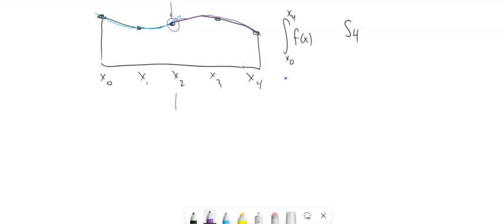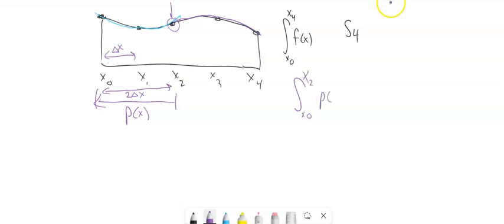So the idea, just over this partition right here: notice this is a change in x, and this is two changes in x. So over that first set of two changes of x, I'm just going to call it p of x. I want to take the integral from here to here of this, where this is a quadratic.